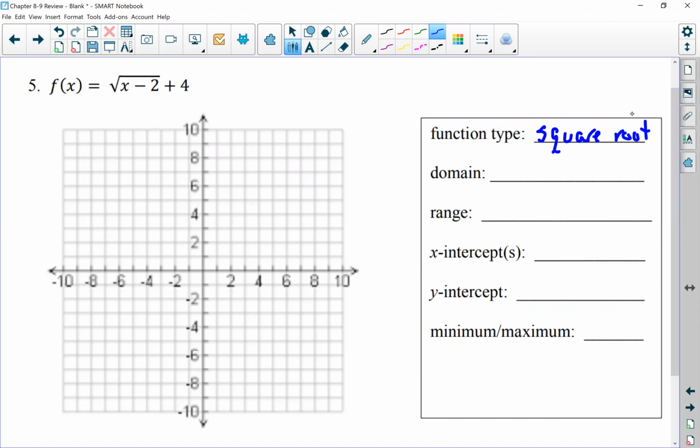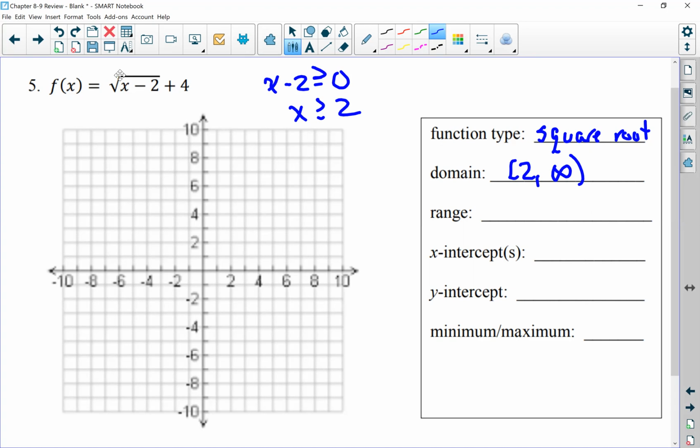For the domain, we know that the part underneath the square root symbol has to be greater than or equal to 0. So to find the domain, I take what's underneath and say that that has to be greater than or equal to 0. And then I solve, add 2 to both sides. So my domain, x is going to be greater than or equal to 2. And if I use interval notation, that's the way that looks.